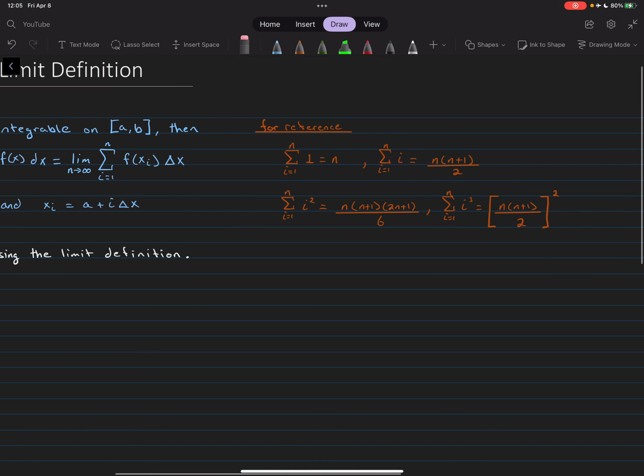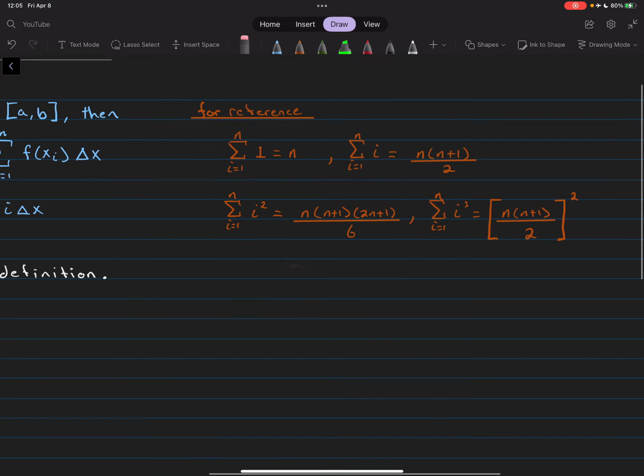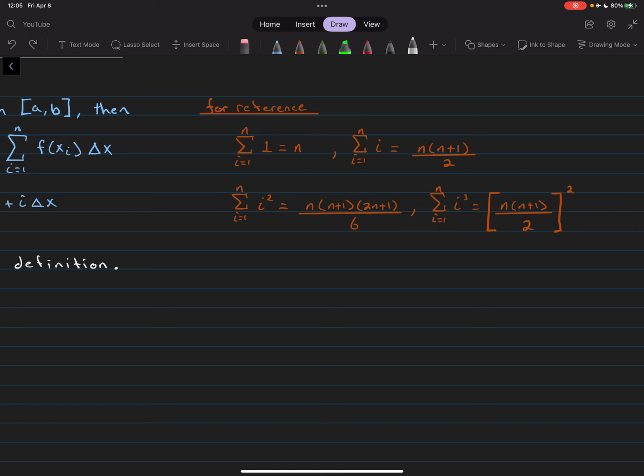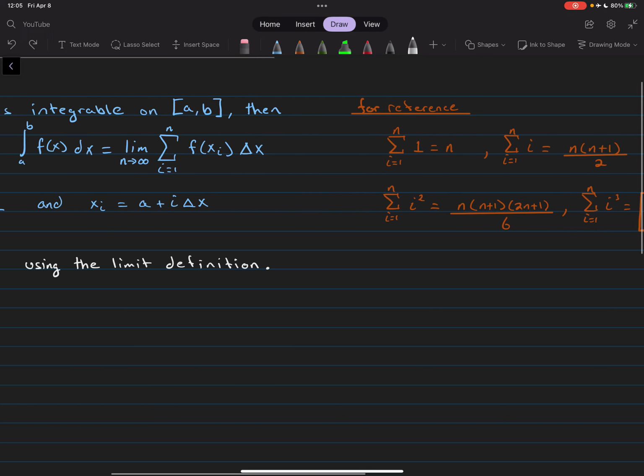For reference, you have these sums of powers of i in this context. So we have the sum of 1 for i equals 1 to n is equal to n. For i, it's n times n plus 1 over 2. And then so on for i squared and i cubed. We have these here for reference.